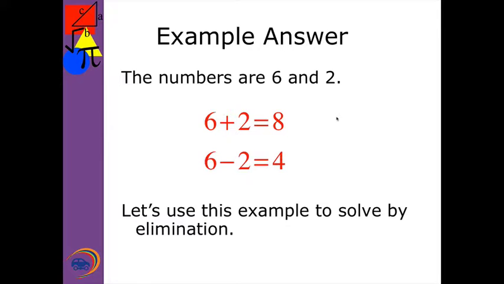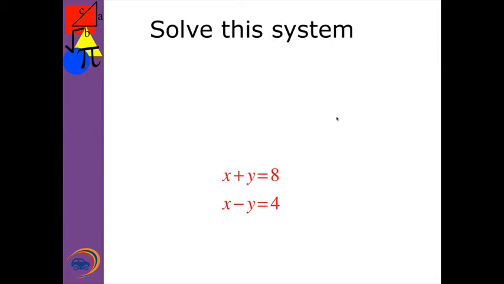Welcome back. Here are the numbers. I found 6 and 2. 6 plus 2 is 8. And when I subtracted 2 from 6, I got 4. So we're going to use this example to solve by elimination. So we're going to solve this system of equations.